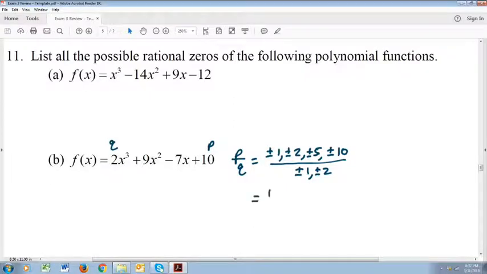And so let's go ahead and put all of those over 1. That's going to give us 1, 2, 5, and 10, and their opposites. And then we'll put each of those over 2. 1 over 2, we get a half. 2 over 2, we get 1. We already have that. 5 over 2, we don't have that one. And 10 over 2 is 5, we already have that one. And so these are our possible zeros. Notice we don't actually have to find them here. Let's move on to number 12.